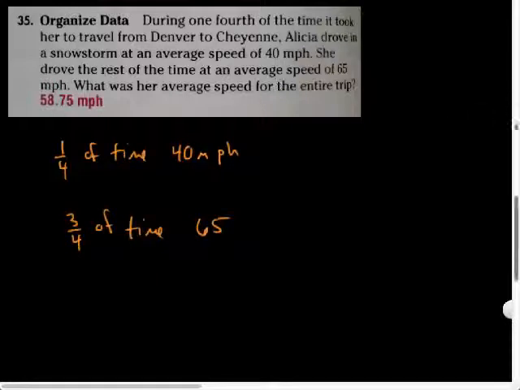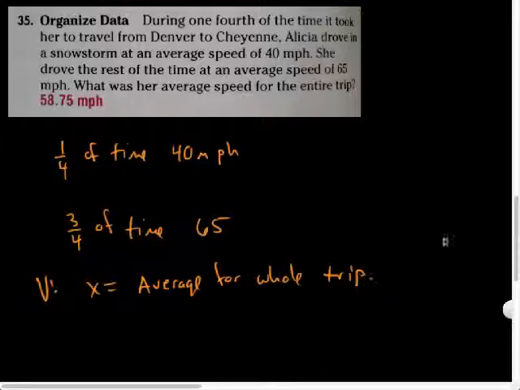Okay, I don't necessarily know how I'd solve this using directly rational equation stuff. It's more kind of like adding fractions in my mind. But let's see, what was the average speed for the entire trip? So I guess that's my variable. I'll say x equals average speed for the whole trip.